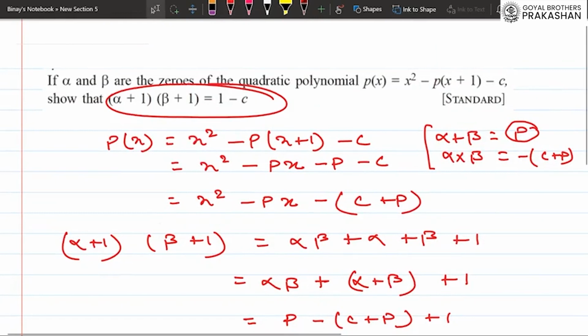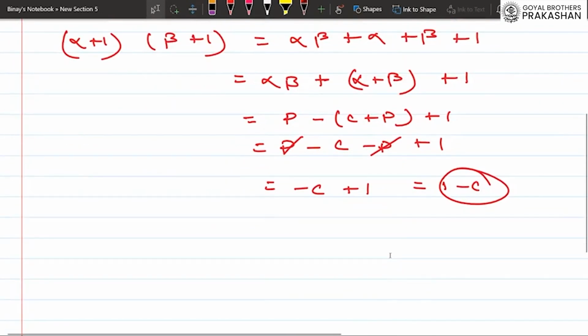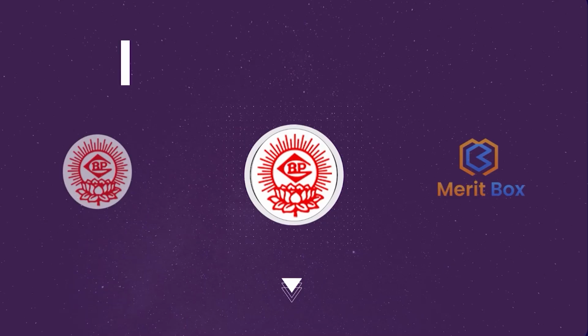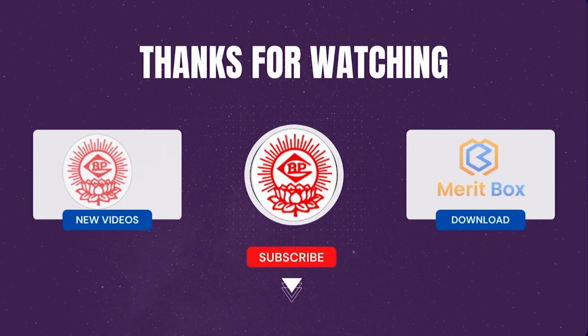That's it. So this is a very simple question. Simply what we have to do is convert the given expression into a quadratic polynomial, and then simply by finding alpha plus beta and alpha into beta, ultimately we will substitute these two values in the given expression, I mean in the left hand side, and thus we will get the right hand side part of the expression.